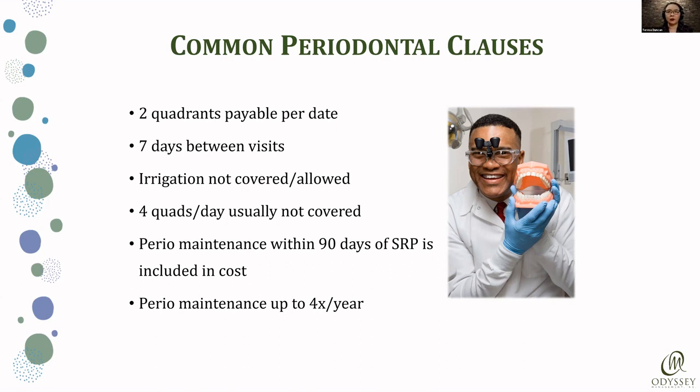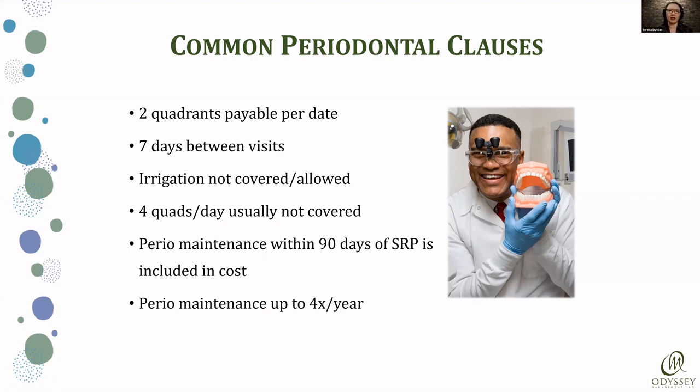Typically it's 7 days between the visits, and I don't like that either. I would love for them to come back in as soon as possible. Irrigation while you're doing it, you can bill for it because there is a code, 4921. It's typically not going to be covered, so you need to make sure the patient is aware of that. If you're in a participating network and they tell you that it needs to be written off because that's the price you've agreed, that's also a loss as well.